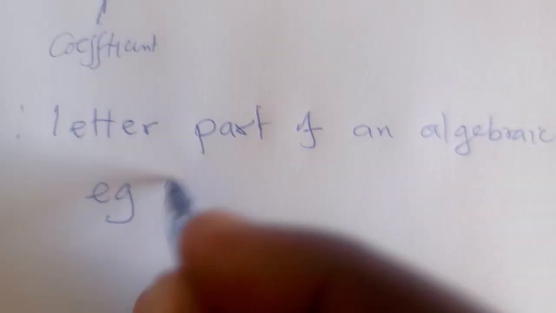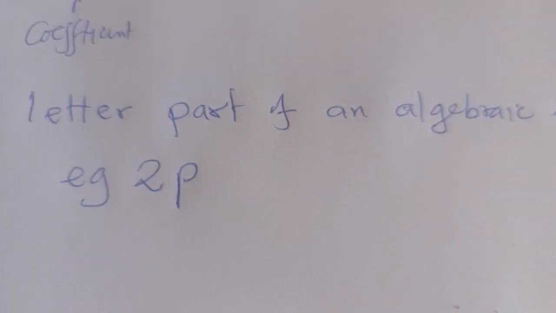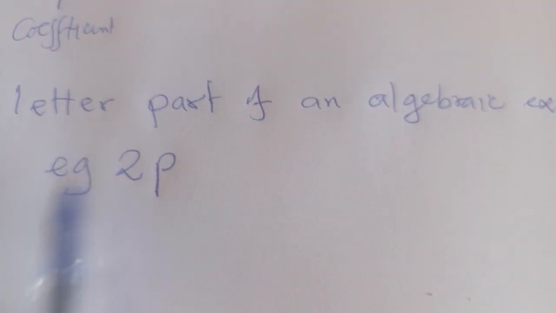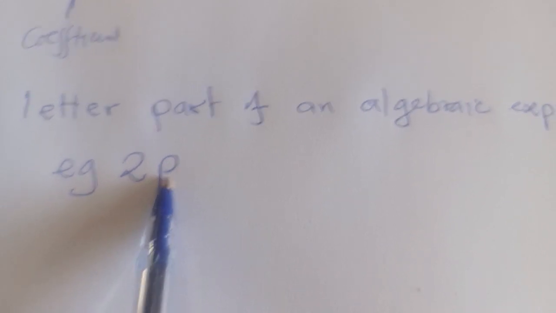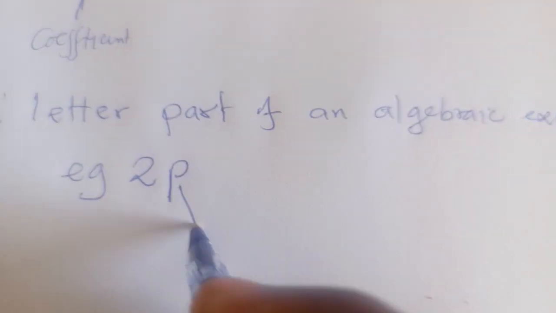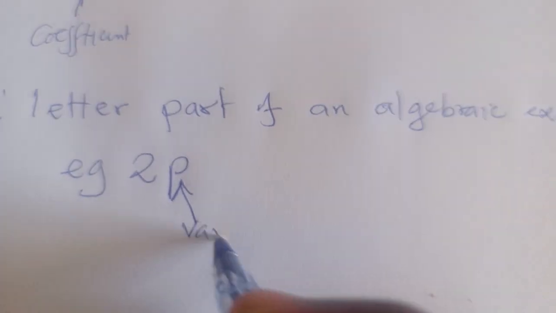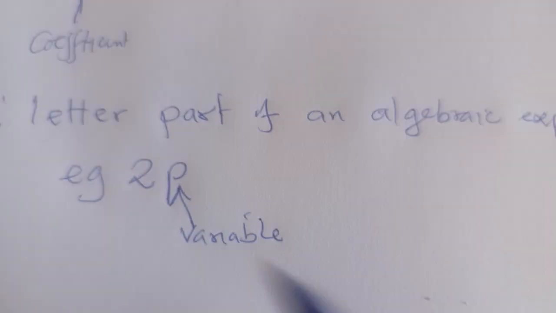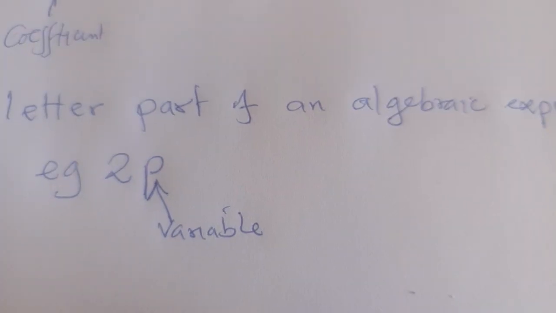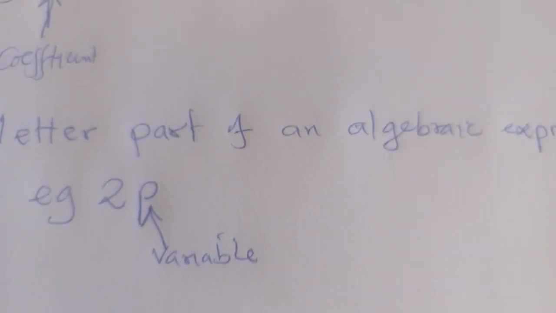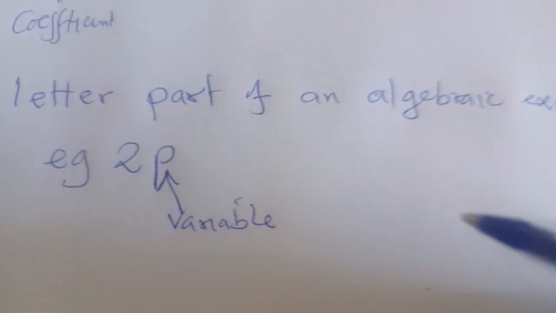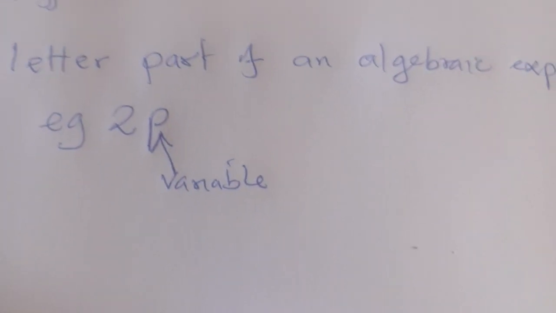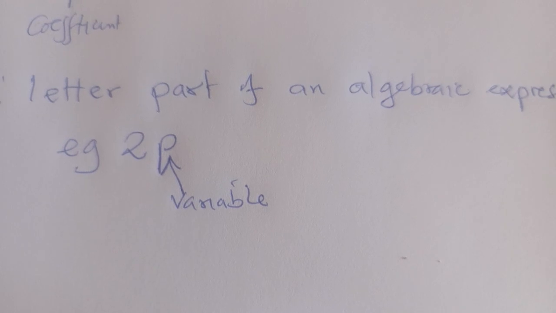For example, let's just consider our 2p. So we said 2 is the coefficient. Now the letter part is the p. Here p is the variable. And it is referred to as a variable because it can assume different values. It can vary in values. That's where we get the term variable.